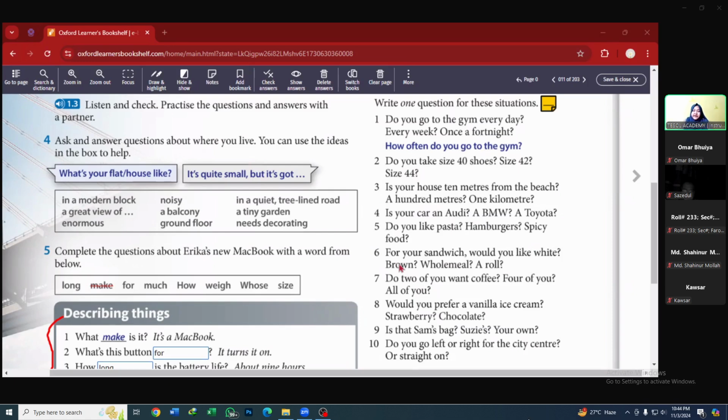Number 6, Mr. Farooq, for your sandwich, would you like white, brown, wholemeal, or roll? What will be the question? Number 6, sorry. Mr. Farooq? Yes, Mr. Farooq. Number 6, for your sandwich, would you like white, brown, wholemeal, or roll? What will be the question here?